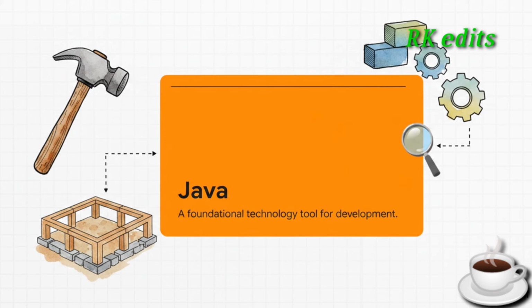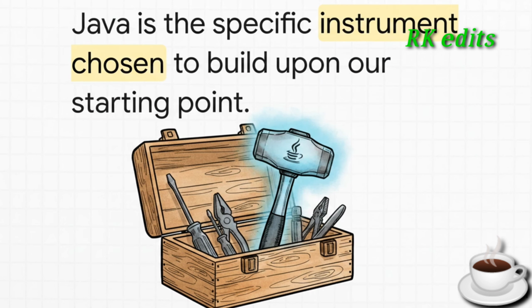Think about it. If a carpenter uses a hammer and nails to build the physical foundation of a house, a technologist uses Java to build the structural logic of the software. It handles all the heavy lifting, processes the data, and runs the core commands that make an application actually work. So, the crucial point here is that Java is simply the chosen instrument. But you might be wondering, why this specific tool?